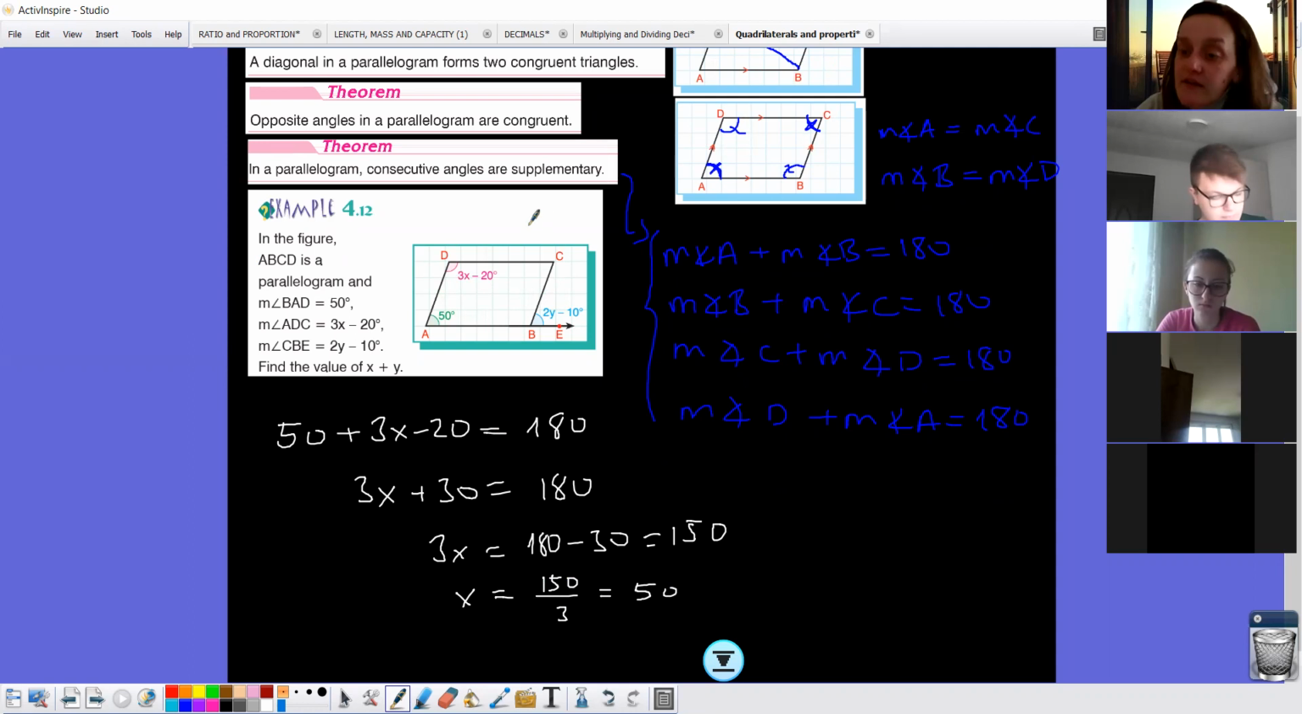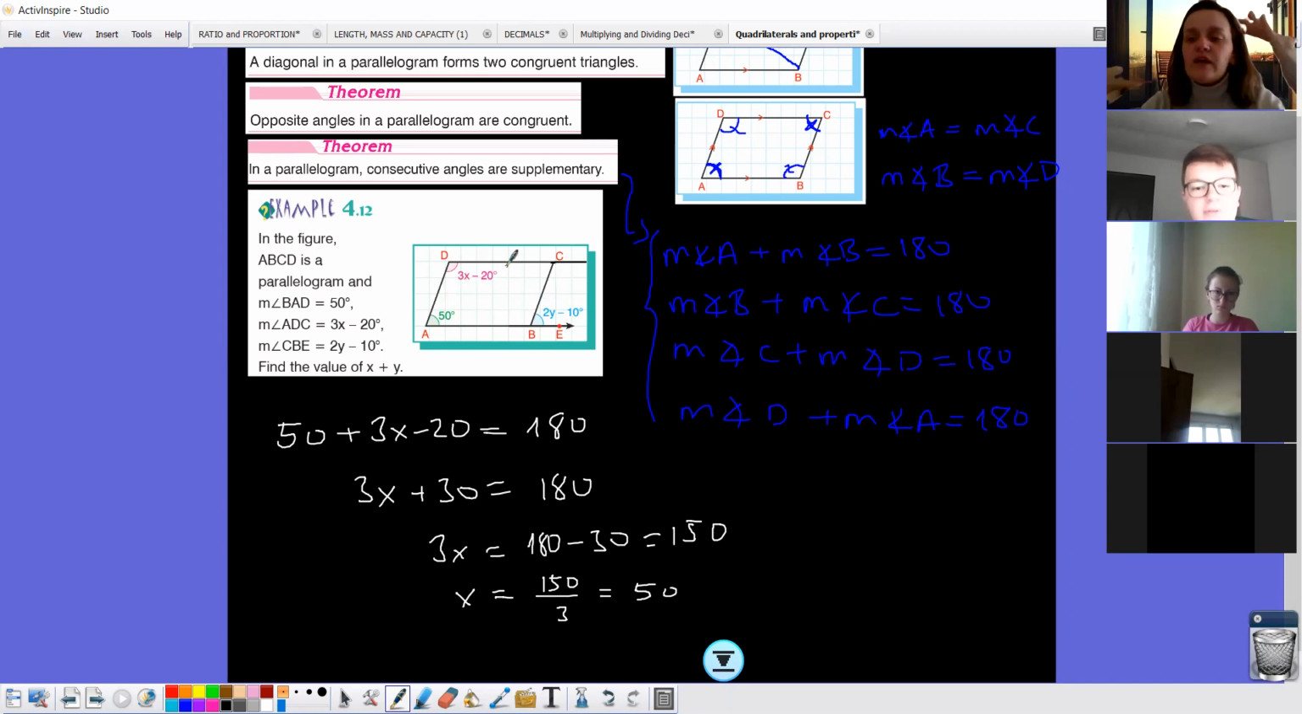Here, guys, as Salman said, you can say that their sum is 180, because it is a parallelogram. Teacher, you can also say that 2y minus 10 is equal to 50. Yes, I will say this one also.